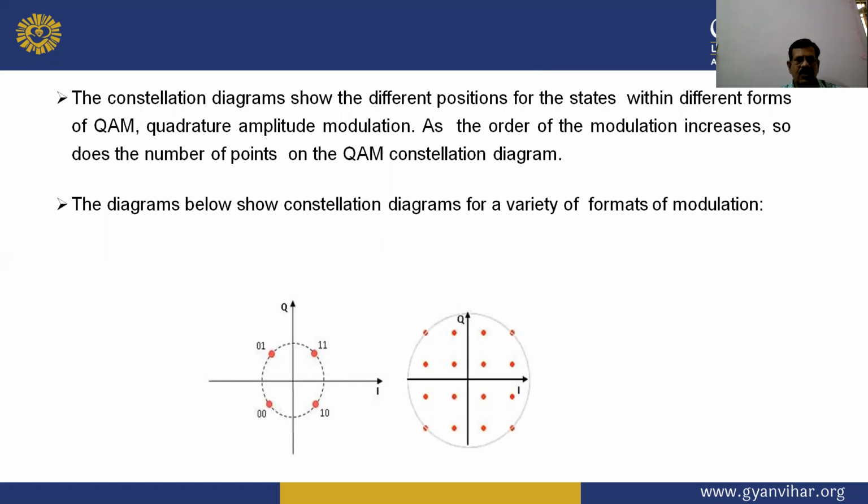So the diagram below shows the constellation diagram for a variety of formats of modulation. The constellation diagram shows the different positions for the states within different QAM, quadrature amplitude modulation. As the order of the modulation increases, so does the number of points on the QAM constellation diagram.